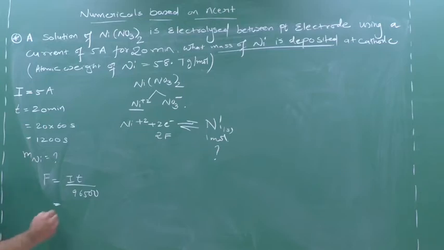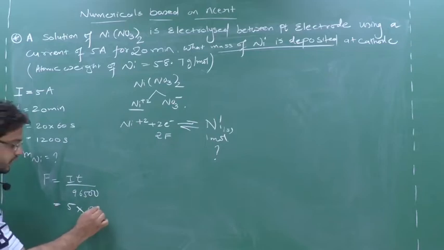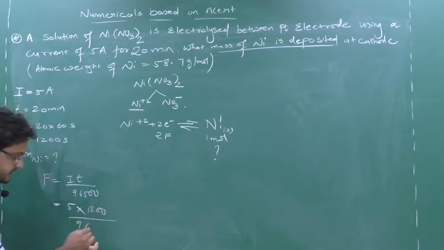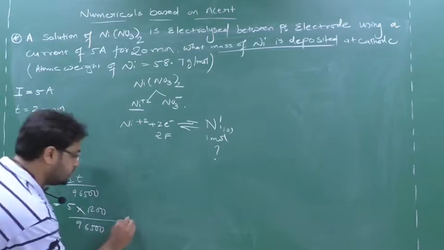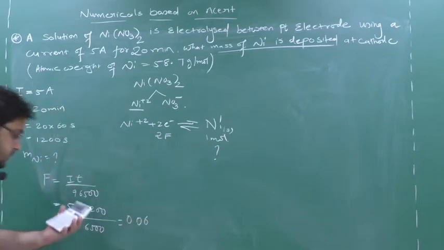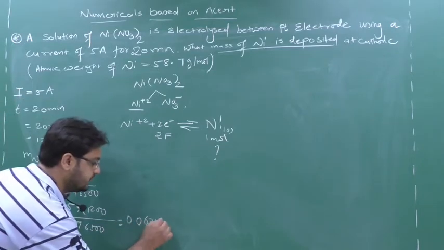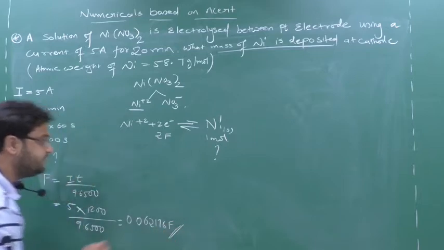Now current is how much? 5. Time how much have they given? 20 minutes, and you should know time should be taken in seconds. So 1200 by 96500. See, I am using a calculator. Please don't use a calculator, because in your exam it is not allowed. So 1200 multiplied by 5 divided by 96500. So you get the answer as 0.062176 Faraday. This much Faraday you got.